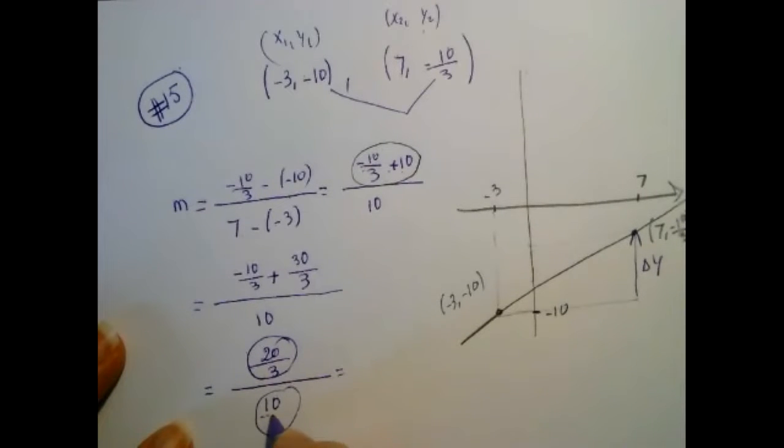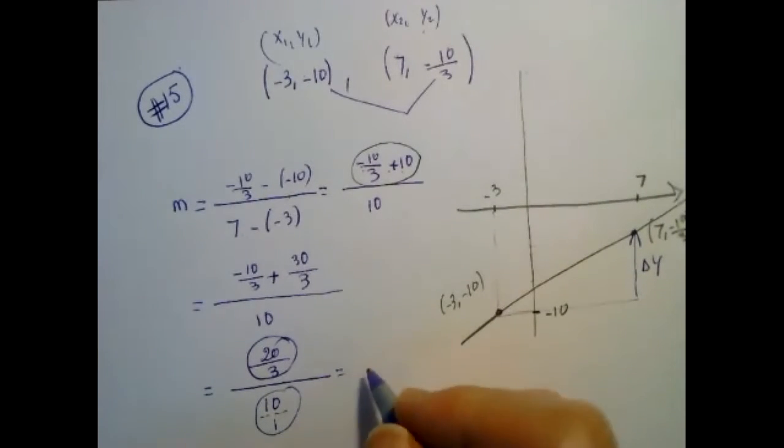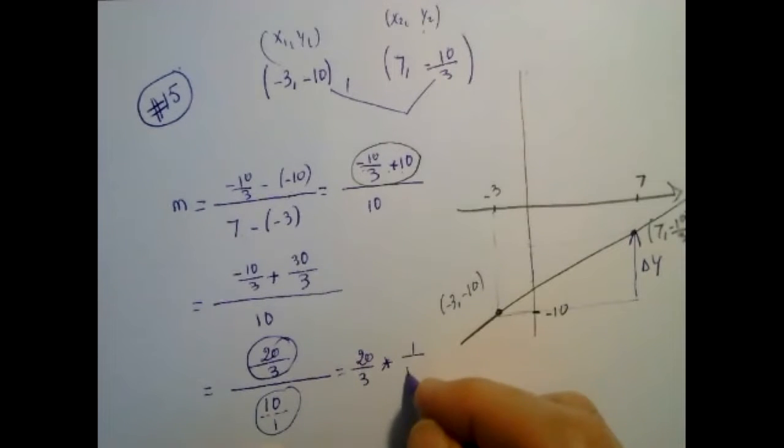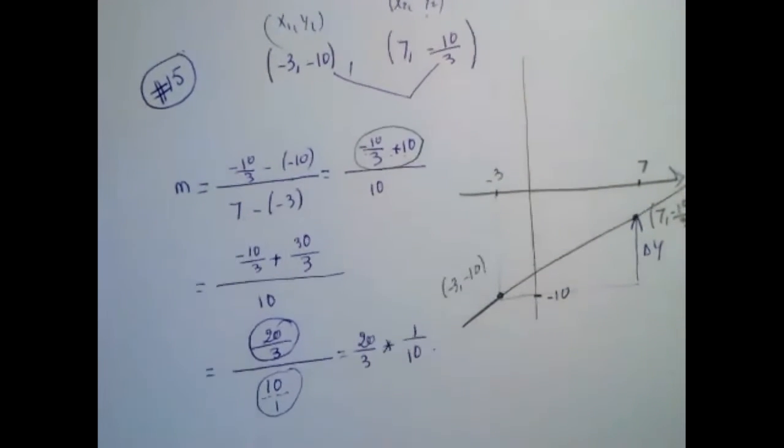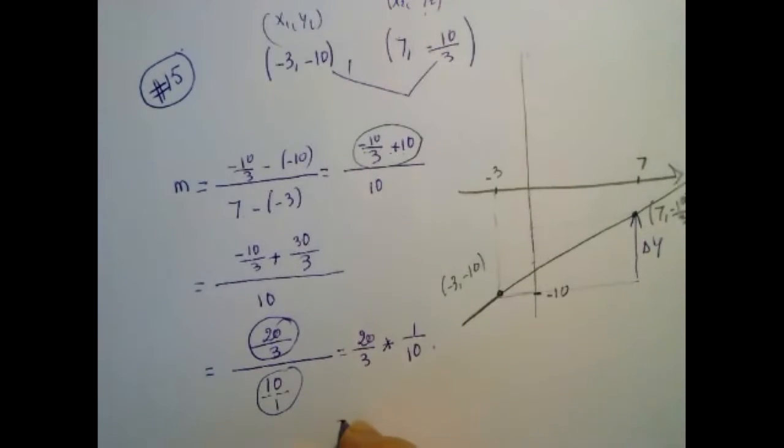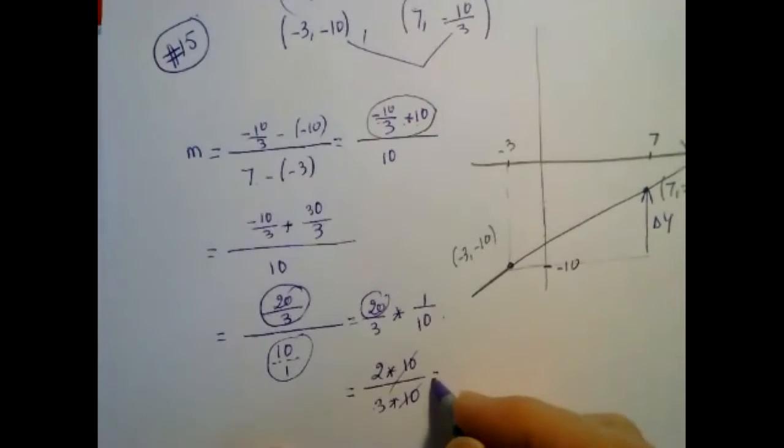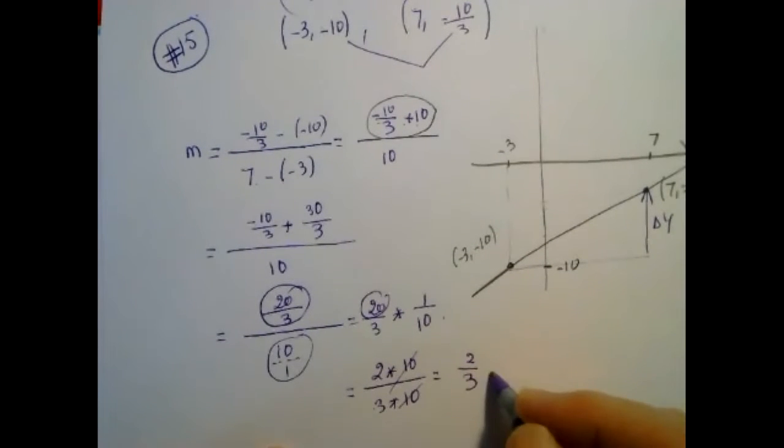So basically 10, that's like 10/1. The property of fractions: it's 40/3 times 1/10. Now, of course, I can simplify because 40 is 4 times 10, and this is 3 times 10. Because 10 is a common factor, I can simplify it, leaving me with 4/3.